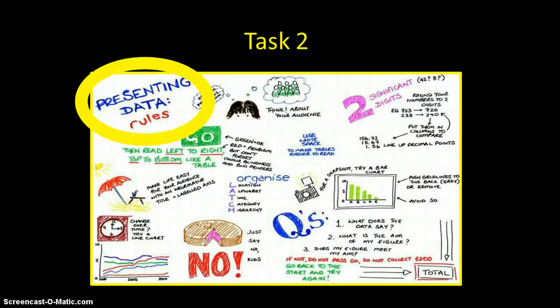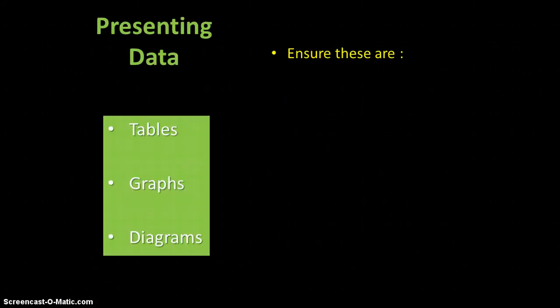So the second part of task 2 looks at presenting data. This is the second stage out of the 4 stages of analysing quantitative data, and really this is important in terms of laying out your results and your findings in a very visible, accessible and appropriate format, a format that suits the data that you have.